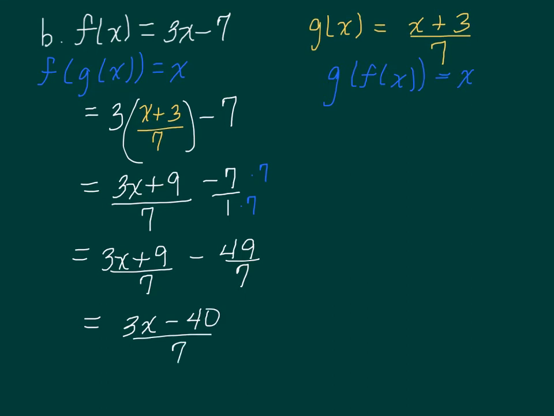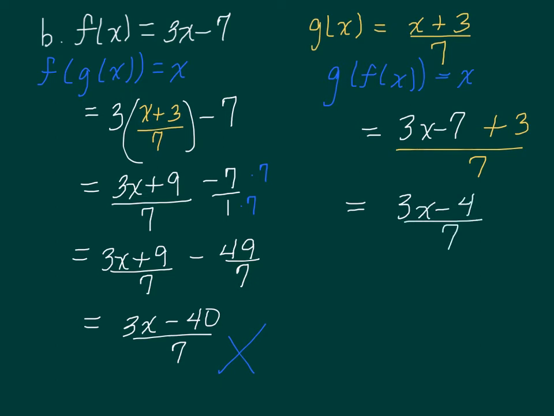So this one did not work. And then checking over here, because you have to check, I'm going to plug in 3x minus 7. Then we still have plus 3 over 7. Nothing cancels. You can't cancel the 7s. So you have 3x minus 4 over 7. This one does not work. So then, in that case, we write no, they are not inverses.